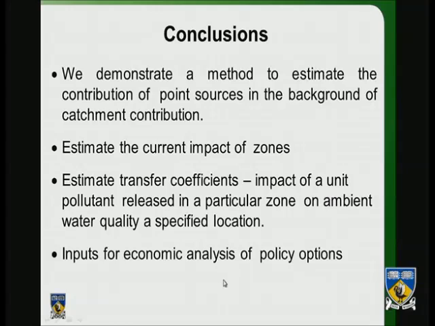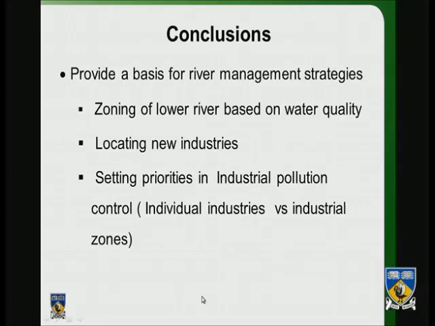Using transfer coefficients, we can do our economic analysis of policy options, and management also can use these transfer coefficients in a wise way, because it gives a lot of information about where to control and where not to. And we had a policy on locating industries. After this problem of water quality came in, there was a policy from the government that we should not locate any industries upstream. So if they look at these transfer coefficients, they can see where they can locate industries.